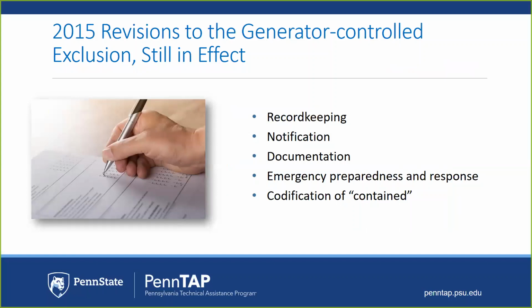The 2015 revisions to the generator-controlled exclusion that are still in effect include record keeping for same company and toll manufacturing reclamation, as well as an amendment to the speculative accumulation provision to add a record keeping requirement. The following revisions are also still in effect.